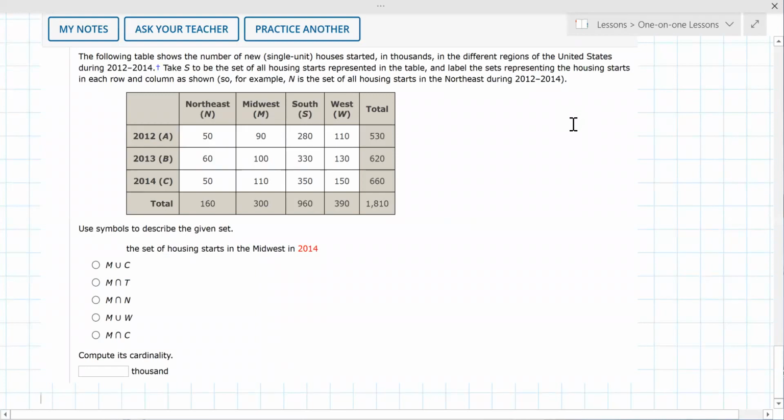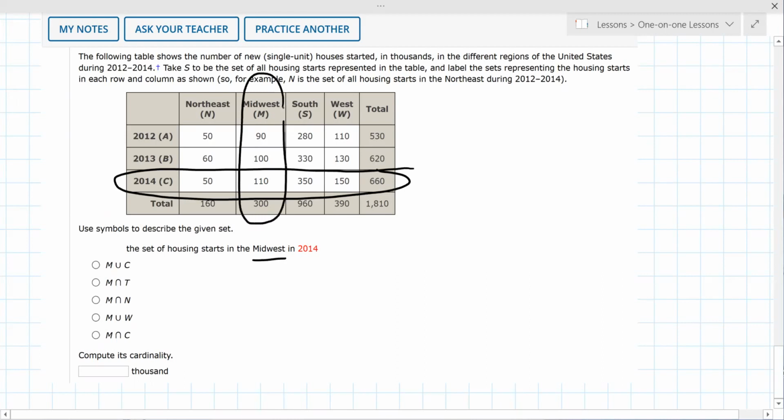Okay. We want the set of housing starts in the Midwest in 2014. So 2014 is this row here. And we want the ones that are in the Midwest, that's here. So the number we want is 110,000 because that's where they intersect. So which of these shows the intersect? Well, it has to be this upside down U. The last one. So it's the last one, yeah.